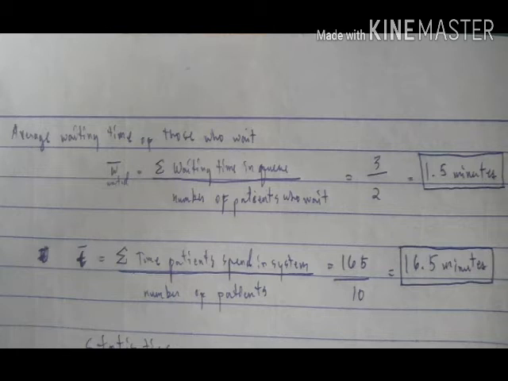So let's compute the average time spent in the system. The summation of time patients spend in the system divided by the number of patients. The summation of time spent in the system is 165, divided by the total number of patients, 10, so that is 16.5 minutes.